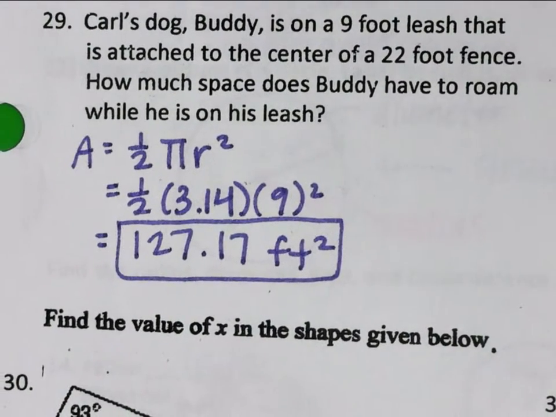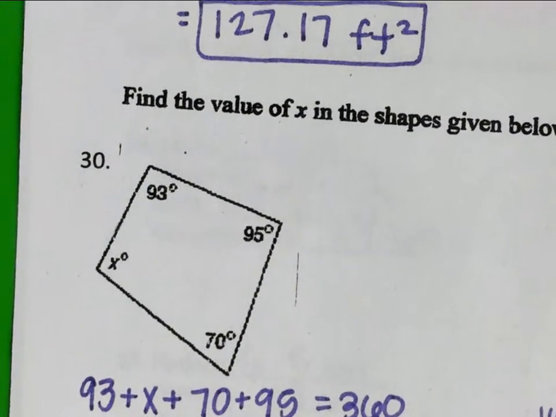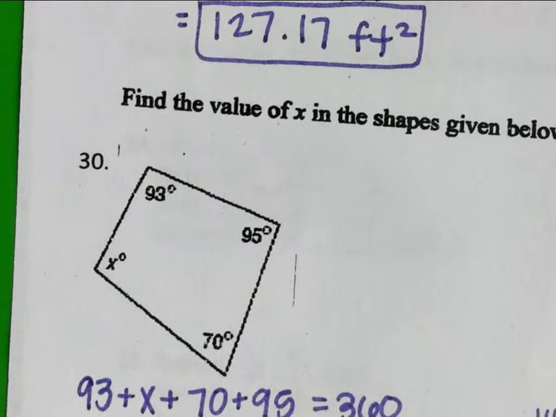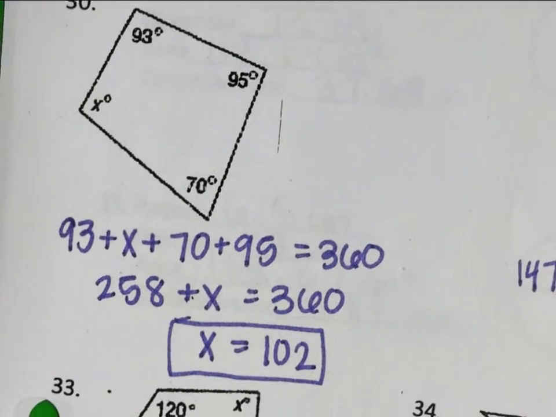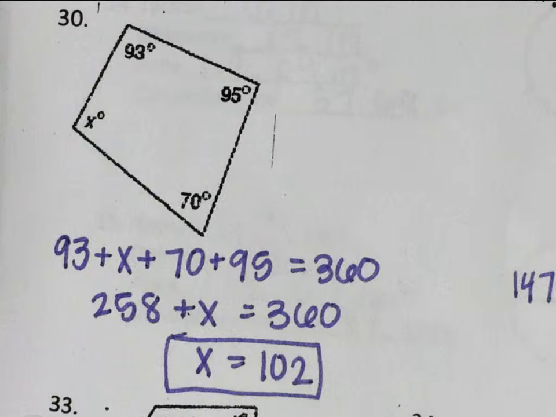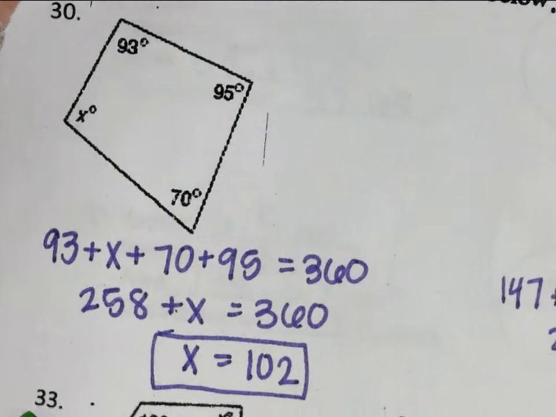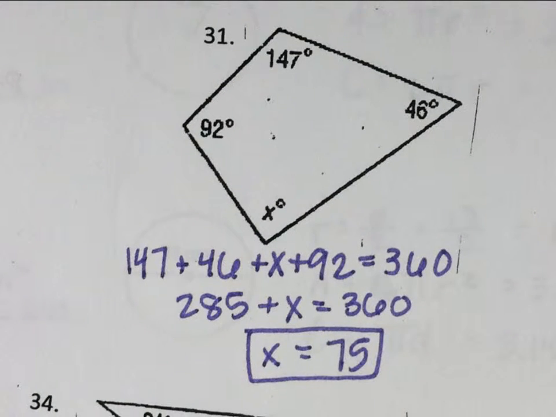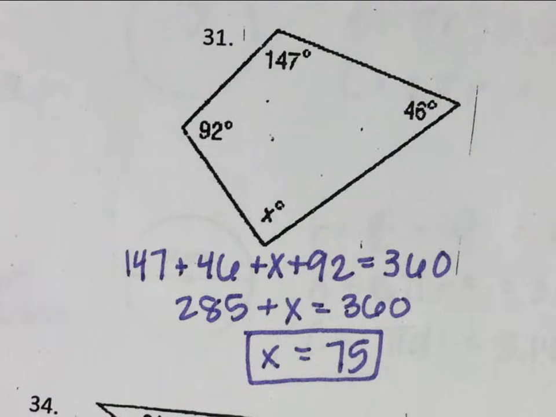All right, 30 through 34. You are finding the x in the quadrilaterals. So remind me, what do all these degree measures of the angles have to add up to be? 360. 180 is a triangle. Quadrilateral is 360. So x equals 102. Number 31, x is equal to 75. Those are easy. I did 300. It looks like a misshaped diamond. 360. When you get 380?